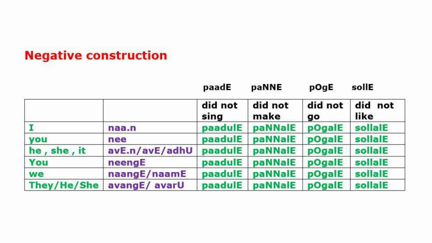We are going to be seeing now the negative past tense, to make a negative sentence, if in case. We are using four very common verbs: pada meaning to sing, poga meaning to go, panna meaning to do, solla meaning to say. And pada becomes padala, pogala, pannala, sollala, regardless of the pronoun, whatever it can be, I, you, he, she, anything, it's always padala, pogala, pannala, sollala.